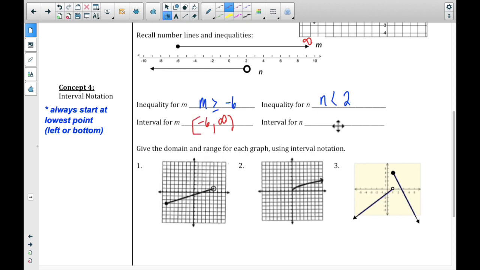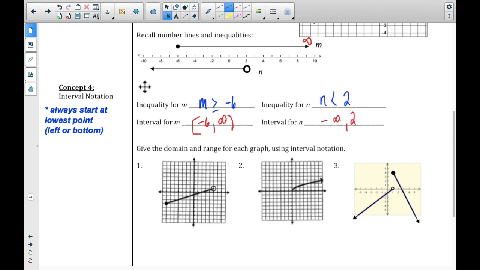So how about n? N is everything less than 2. Well, note in the margin here, and write this down, we always start at the lowest point. So on the top m line, I started at the lowest point, that was -6. On this line, my lowest point is negative infinity, and it goes from negative infinity all the way up to 2.